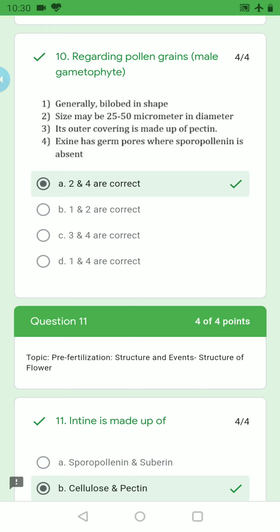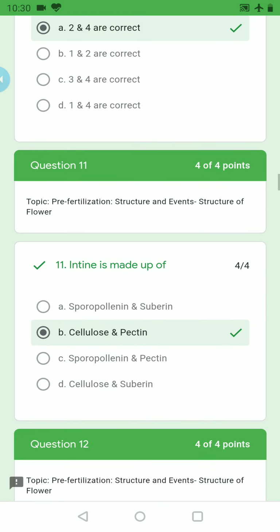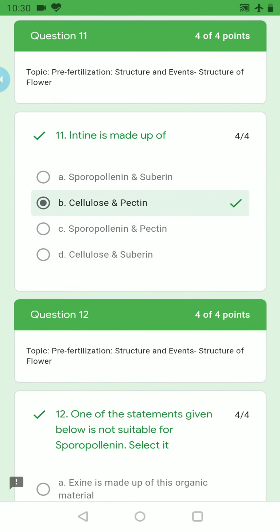Option A is the right answer. I think it's clear. The next question, the 11th one. This is also a question related to the pre-fertilization structure and the events.